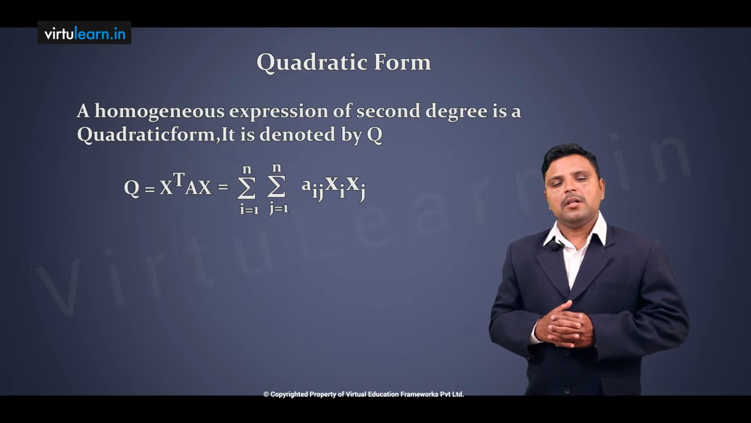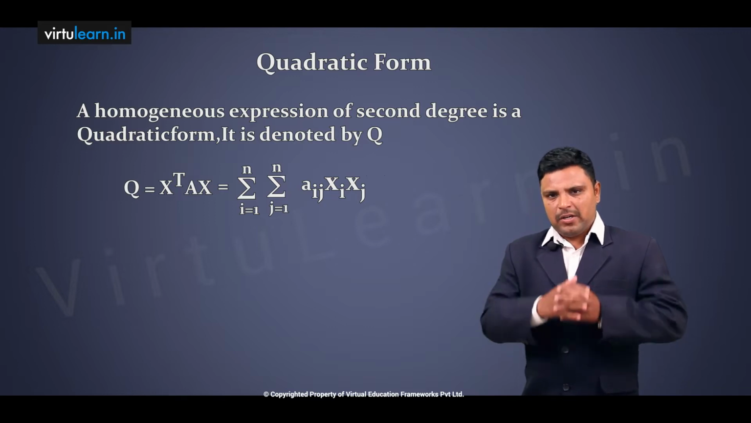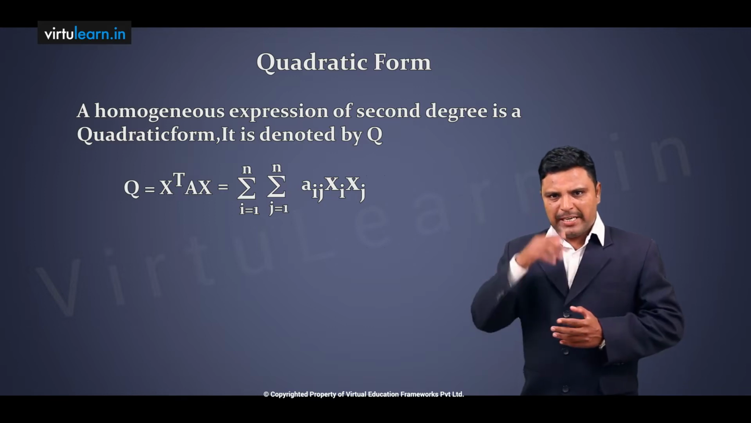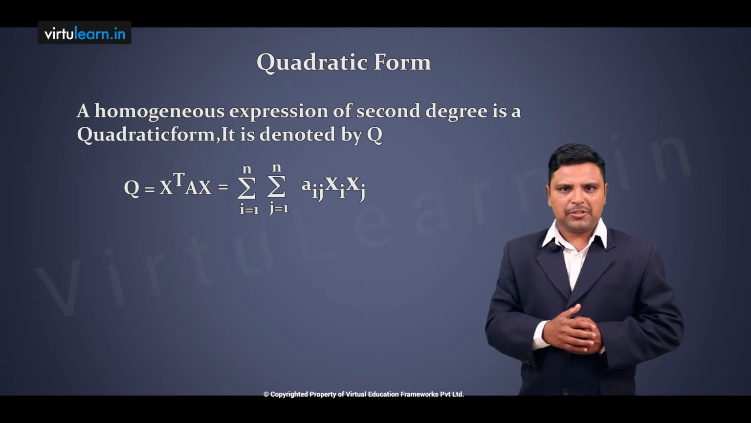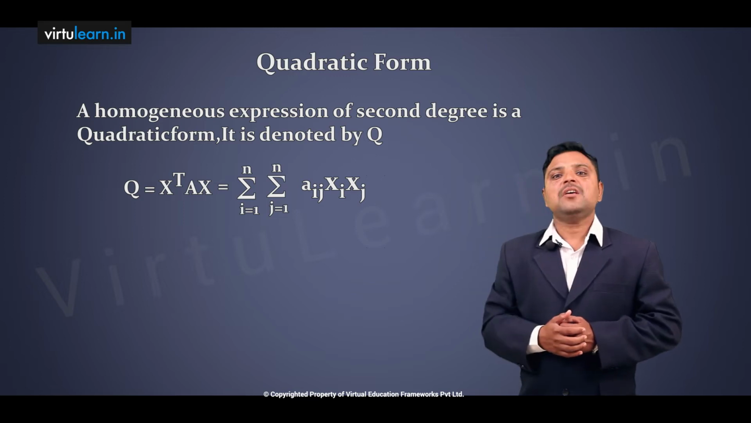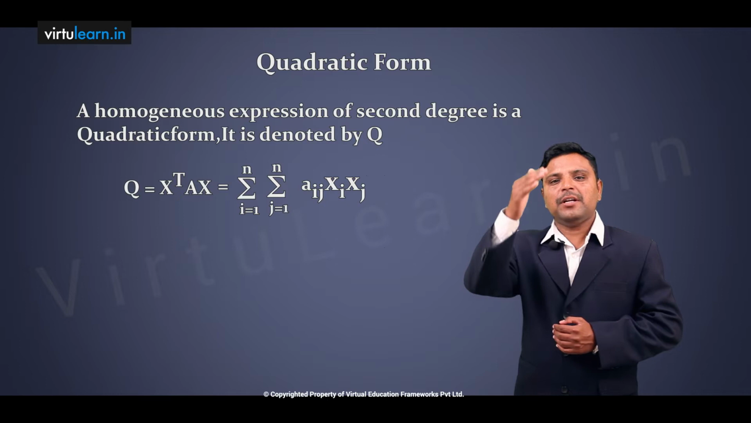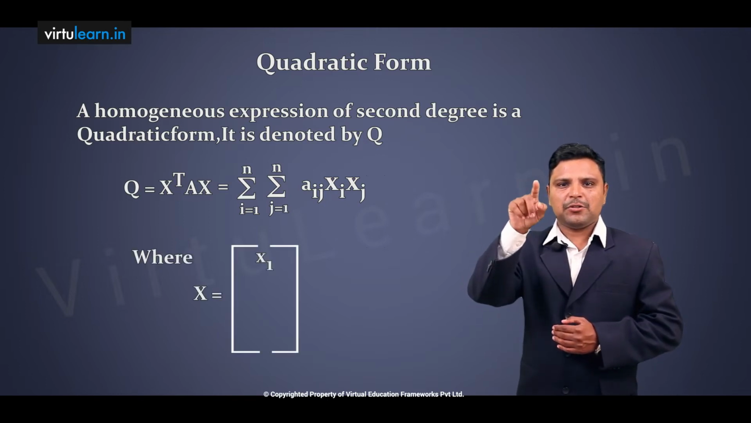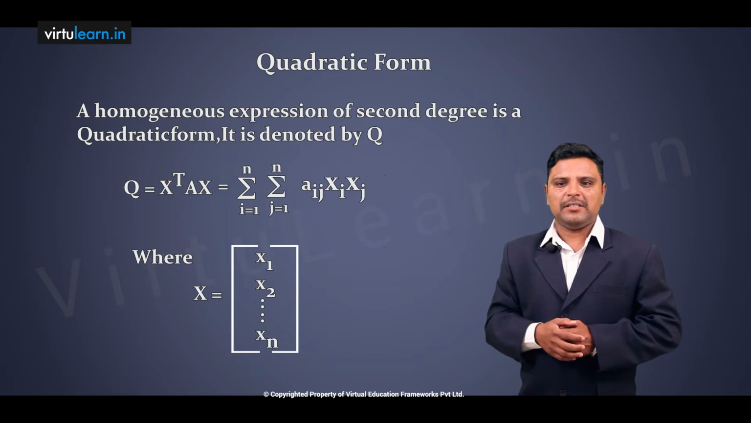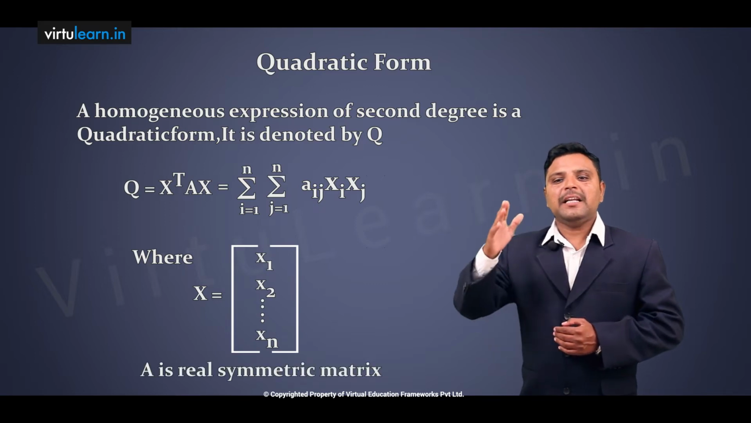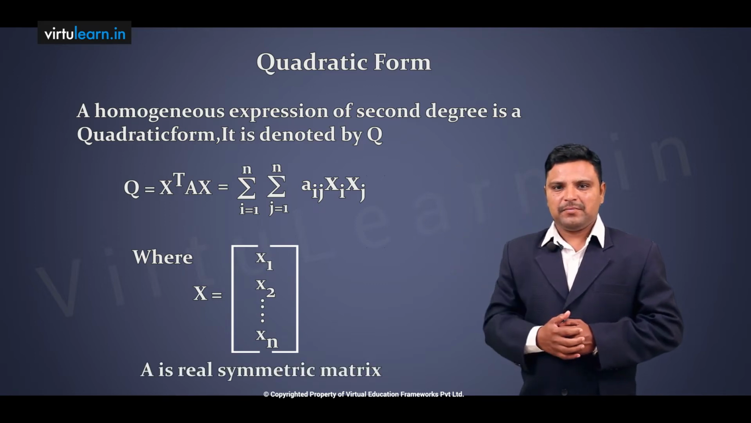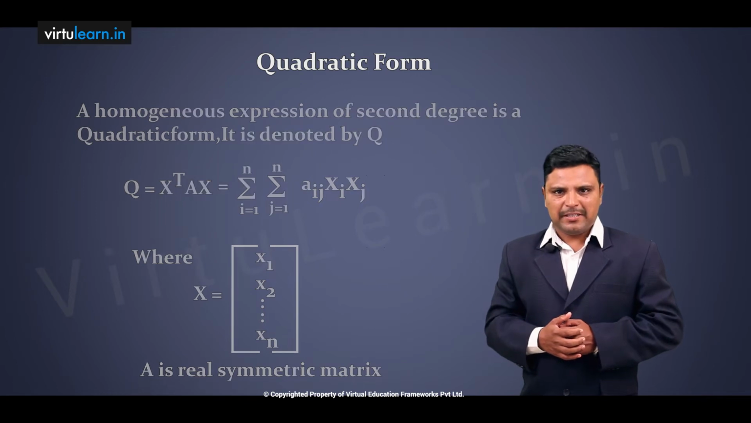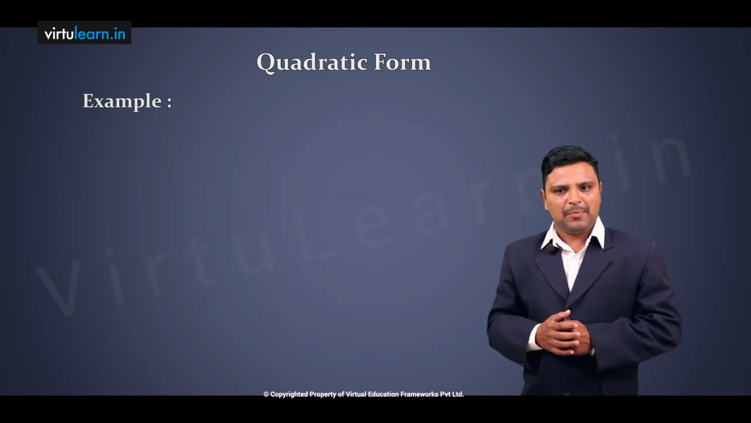Now, in this notation, I explained you Q equal to X transpose A into X. Here X is nothing but variable matrix with n variables. Variable matrix capital X equal to x1, x2, x3, so on xn. A equal to real symmetric matrix. This A is called real symmetric matrix. I will explain you one example.